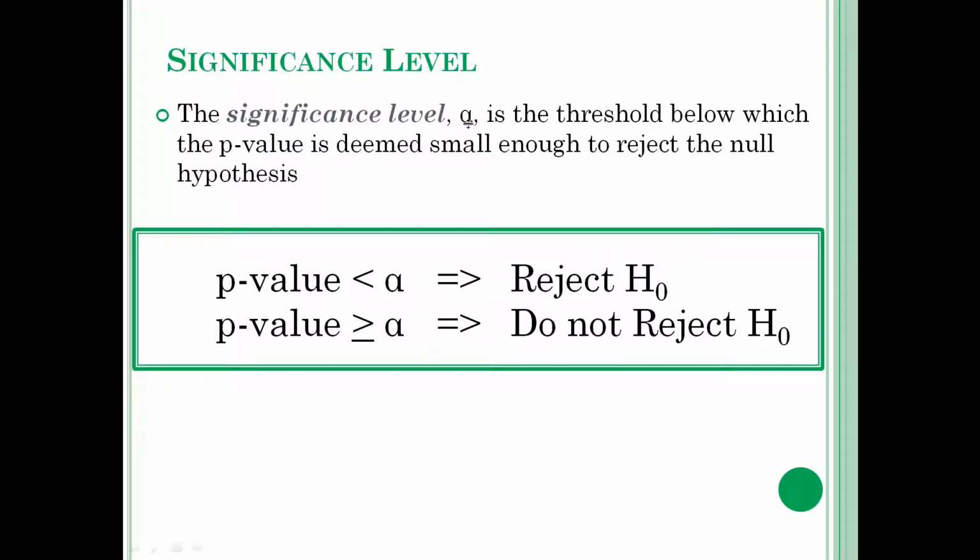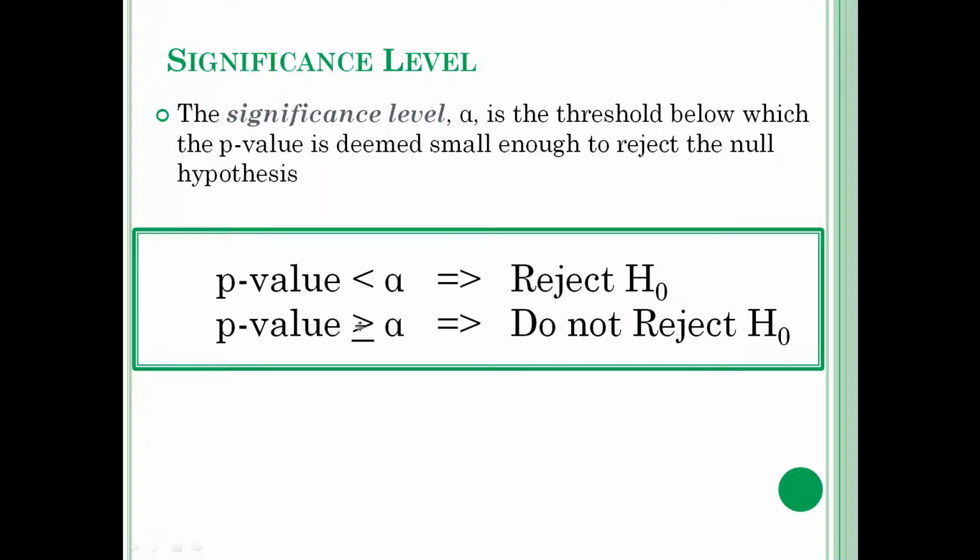Significance level, denoted by alpha, is what tells me how small the p-value needs to be. So either the p-value is less than alpha, or larger than or equal to alpha. If the p-value is less than alpha, then we reject the null.